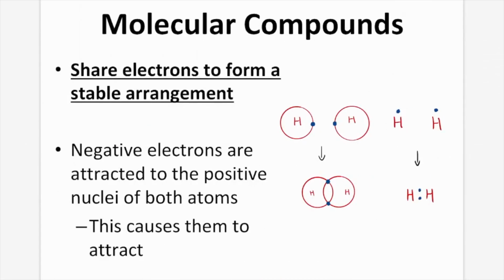Molecular compounds share electrons to form a stable arrangement. So unlike ionic compounds, where one rips the electron from the other and then they're attracted through electrostatic attraction, molecular compounds are different. They're going to be stuck together because they're sharing electrons. The negative electrons are attracted to the positive nuclei of both atoms, which creates this attraction. So this hydrogen here on the left is attracted to this hydrogen on the right because the electrons in their orbits are attracted to the nuclei of each atom, keeping them together.